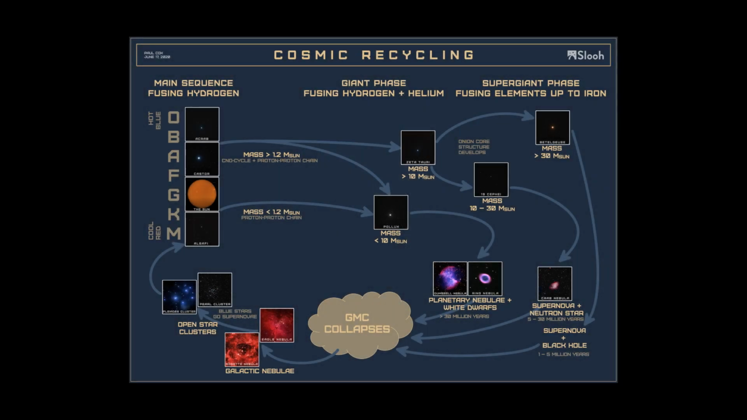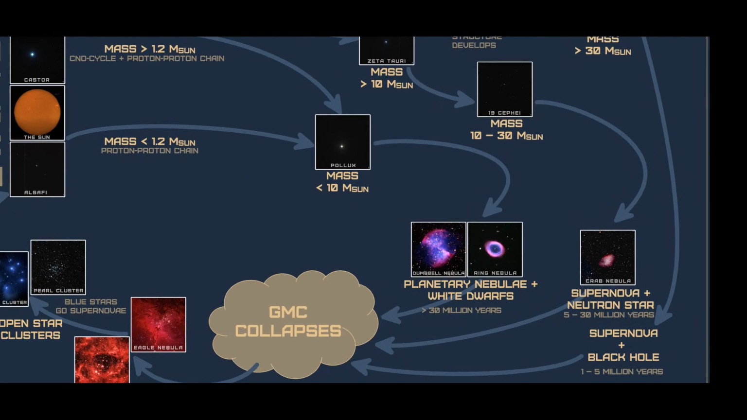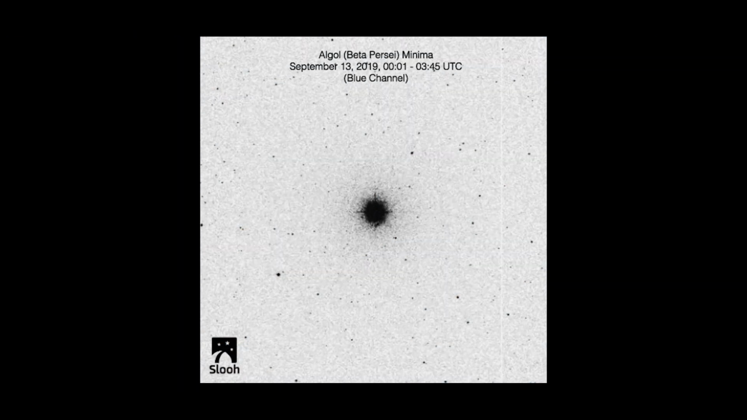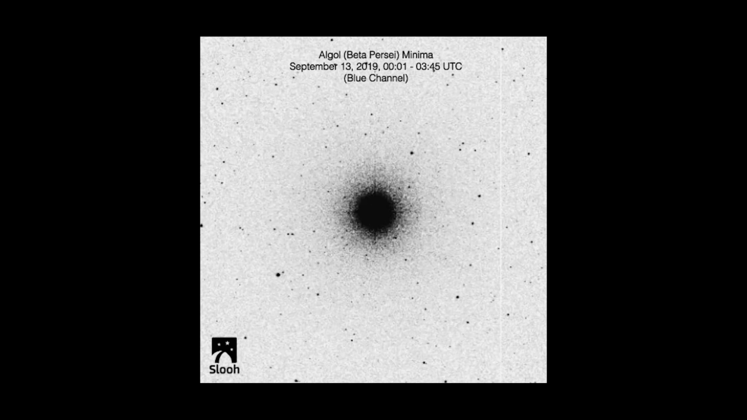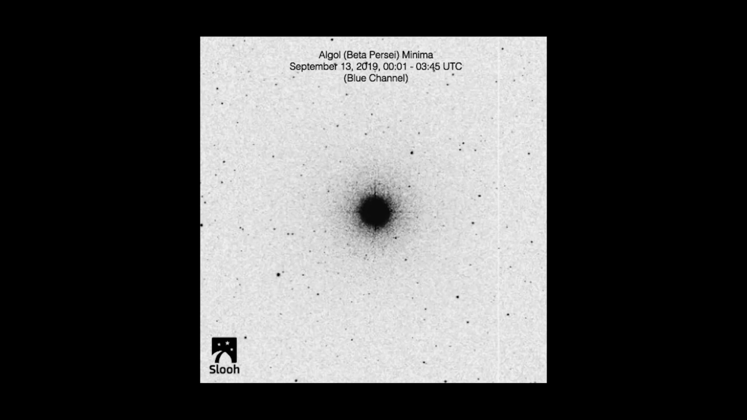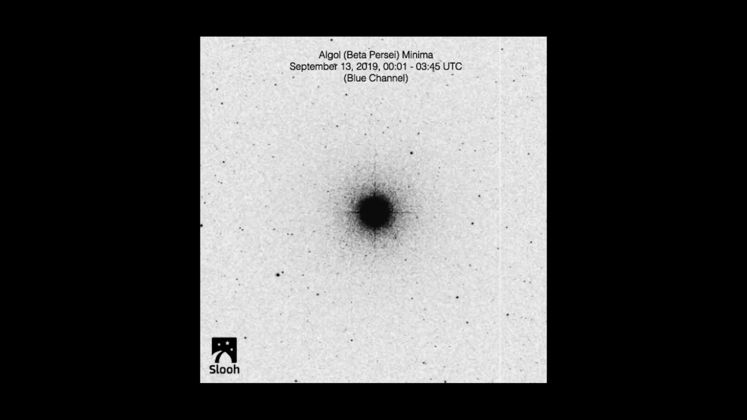Did you ever wonder if all the stars were the same? Did you know that some of them pulsate, like Algol, the demon star? How did it get that name anyway?